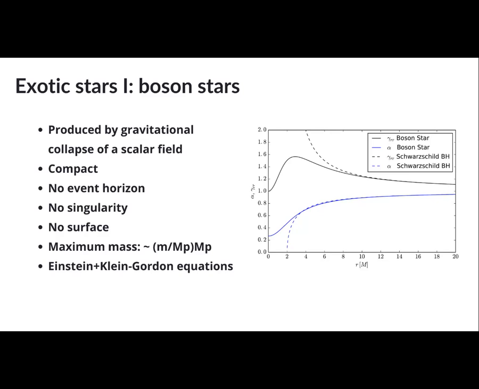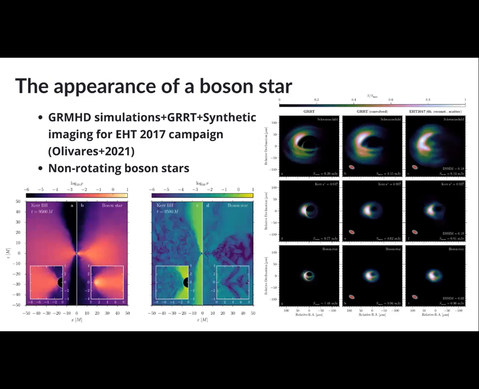Here there is an example of the space-time of one of these boson stars compared with the metric functions of a Schwarzschild black hole shown in dashed lines. You can see that the metric extends to the center, that there is no singularity, and there is also no event horizon. So as I was mentioning, we wanted to see what happens if one does a GRMHD simulation on one of these spacetimes. What are the structures and the images that we obtain?